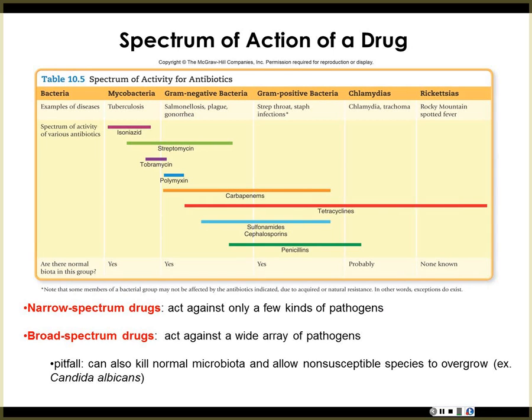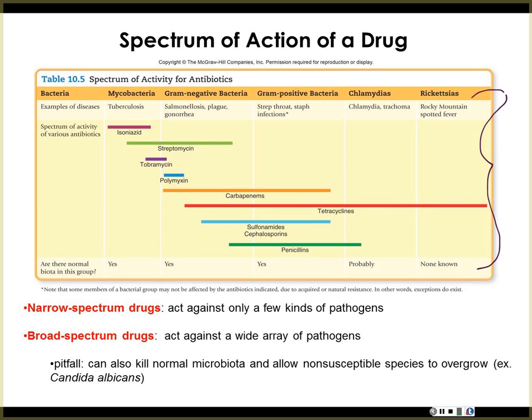We talked about drug spectrum a little bit on Tuesday as well. Remember, narrow spectrum drugs act on a really narrow range of pathogens. Broad spectrum drugs tend to act against a wide array of pathogens. And this table is simply showing you different groups of bacteria and the families or types of drugs they're susceptible to that will actually kill them.